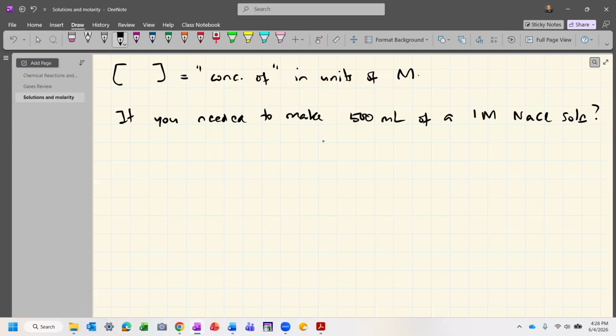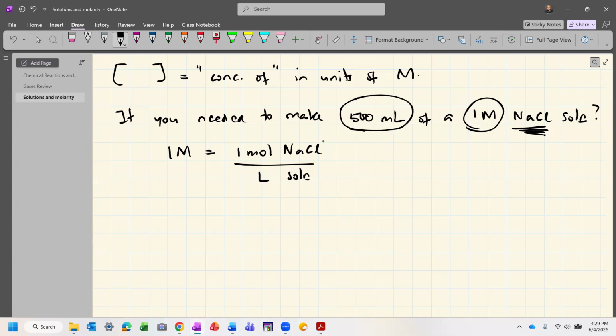Well, first thing we need to do is, to make a solution, you need solute and you need a solvent, all right? So what's the solute? Well, the solute here is the NaCl. And we're told that we want to make a 1 molar solution. So 1 molar means 1 mole of NaCl per liter of that solution, right? That is literally what it means. So if I had to make a liter of that solution, I would need a mole of the NaCl. Do I need to make a liter? No, I need to make 500 mL. So 500 mL is 0.500 liters.